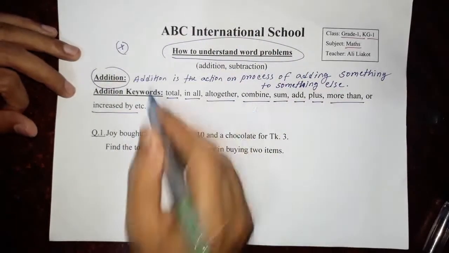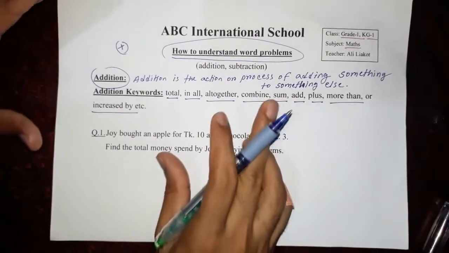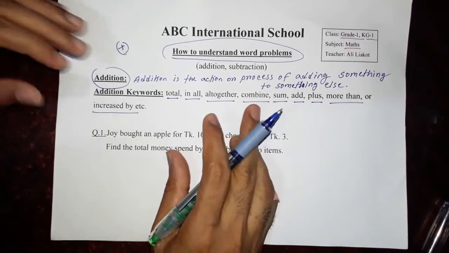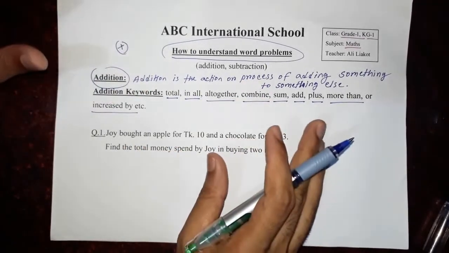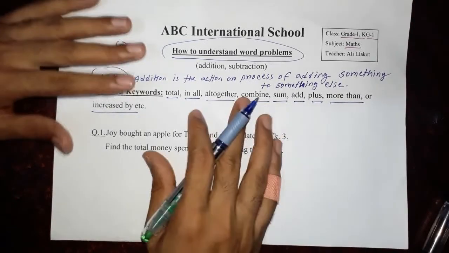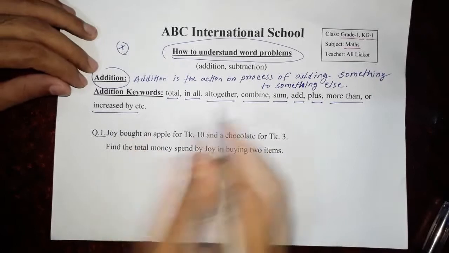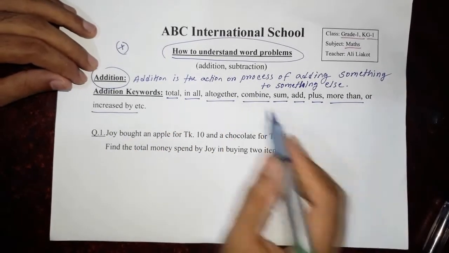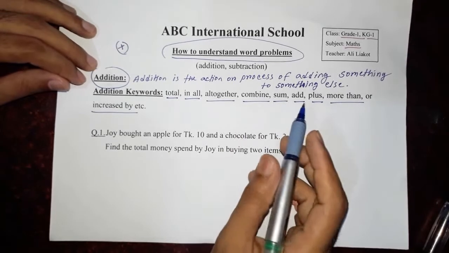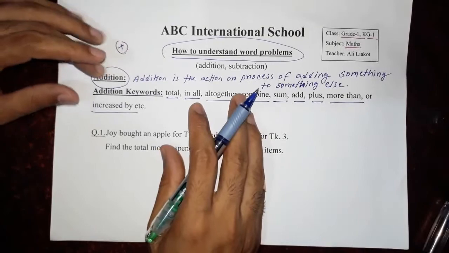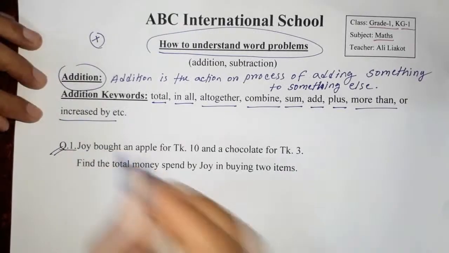By these keywords, you can understand easily that the question is all about addition and you have to perform addition in this question. Therefore, if the question asks you to find the total value, or the in all, or the altogether, combine, etc., like this, then the question is all about addition. Now let's check an example.